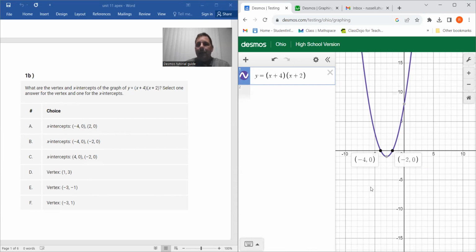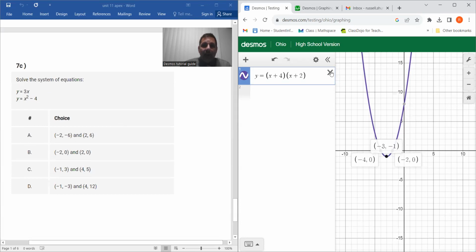Vertex is the name for the place that it turns around at, its lowest point, or its minimum in this case, -3, -1. So that's where you can use Desmos. It finds both the vertex and the x-intercepts. This question didn't ask, but Desmos also finds the y-intercepts as well, if you're ever asked about that.